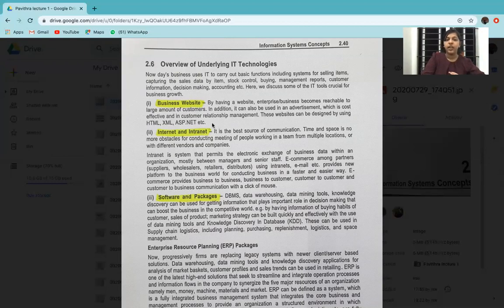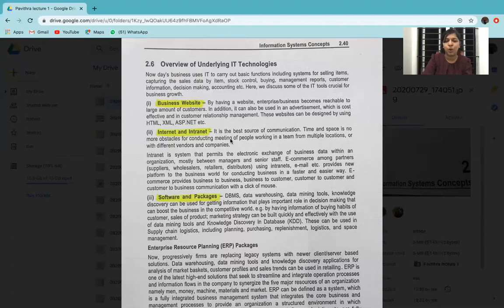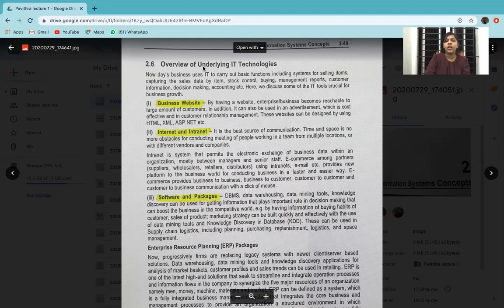And then next is you have an office. What's an office within the internet or intranet? You have the internet and the intranet as the best source of communication. Time and space are no more obstacles for conducting meetings these days. And then the software packages. Of course, we need software packages. We could be needing Tally, DBMS and everything else. So these are the underlying IT technologies which will be needed for business use.